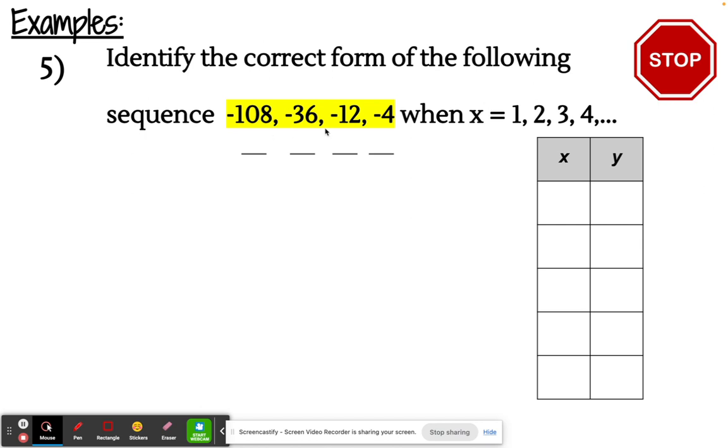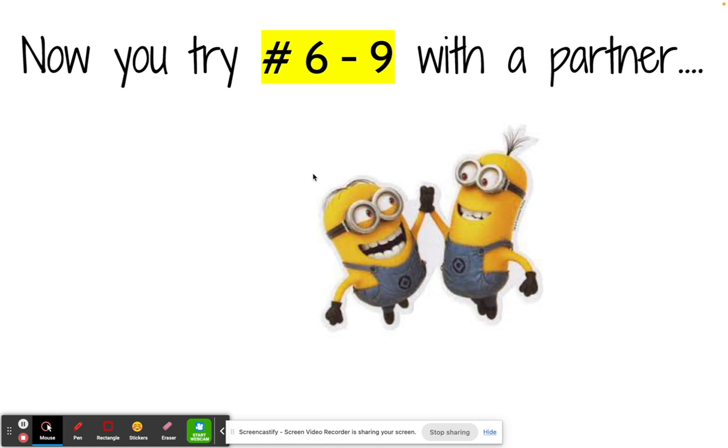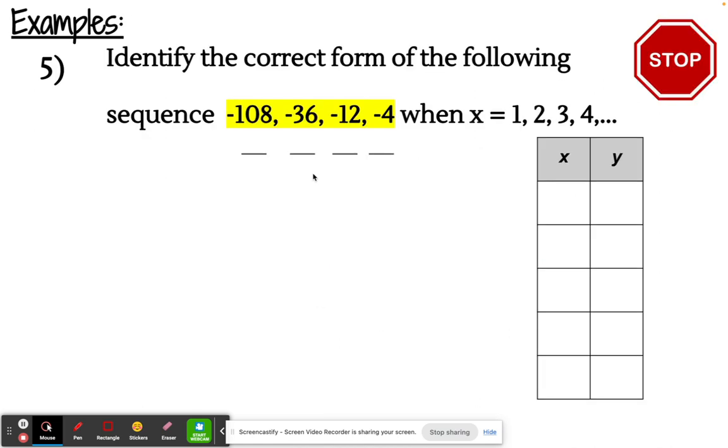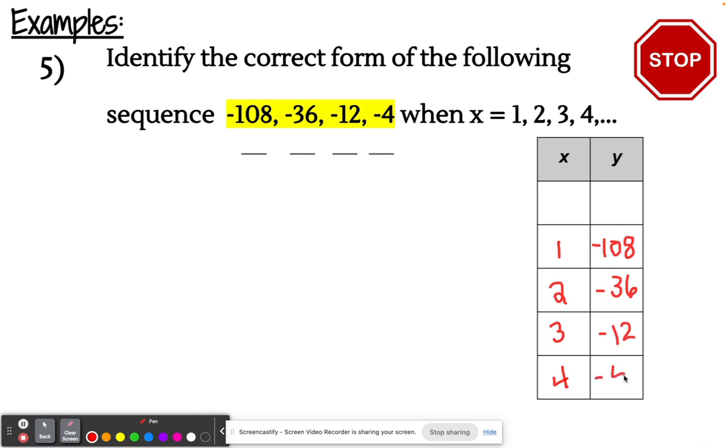I have another one. What's going on here? Again, it says 1, 2, 3, 4. Oops, gotta go backwards, sorry. Lost my pen again. So 1, 2, 3, 4. Then x is 1, y is negative 108. When x is 2, y is negative 36. When x is 3, y is negative 12. When x is 4, y is negative 4.